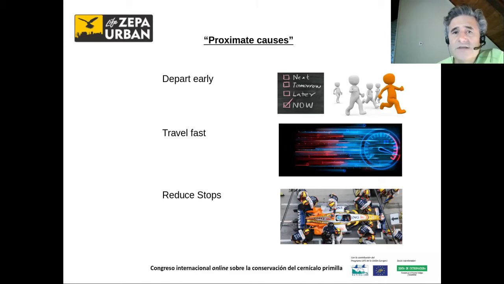Considering proximate causes, we can think that if you want to arrive early, you should depart early, but you could also just travel fast, or you can just reduce the number of stops.